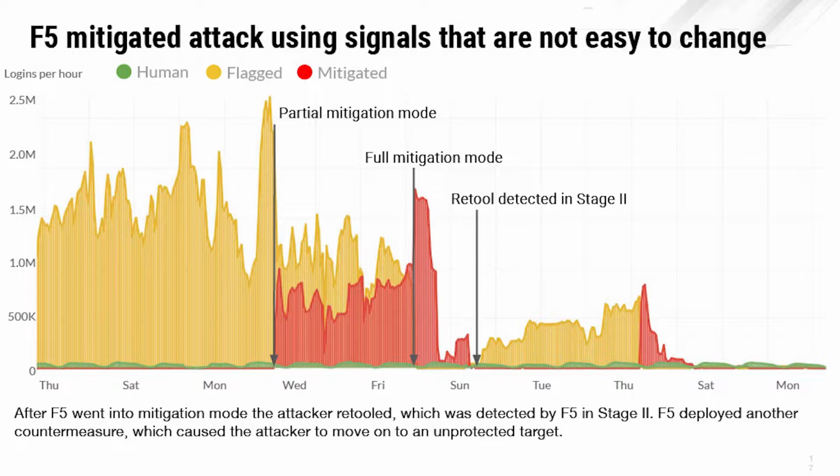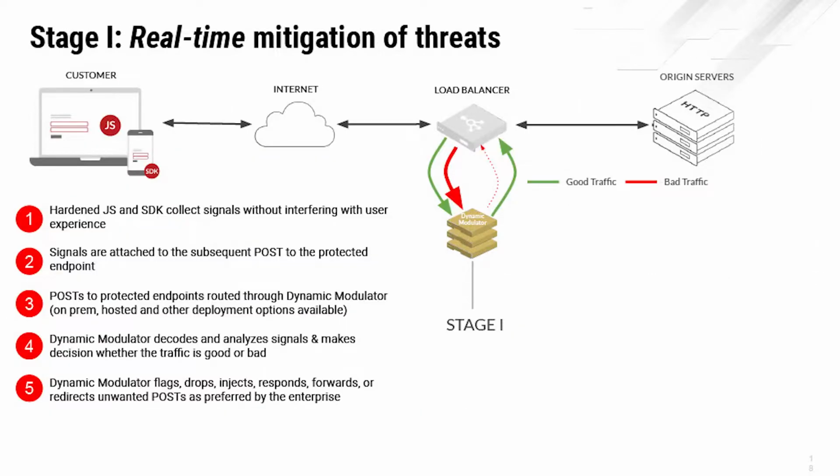Now, there are two really important takeaways. One is you must have client-side signals. You cannot do this using network layer attributes alone. You must have client-side signals. And the second is you must have a second stage. So let me take a tangent to explain what I mean by that.